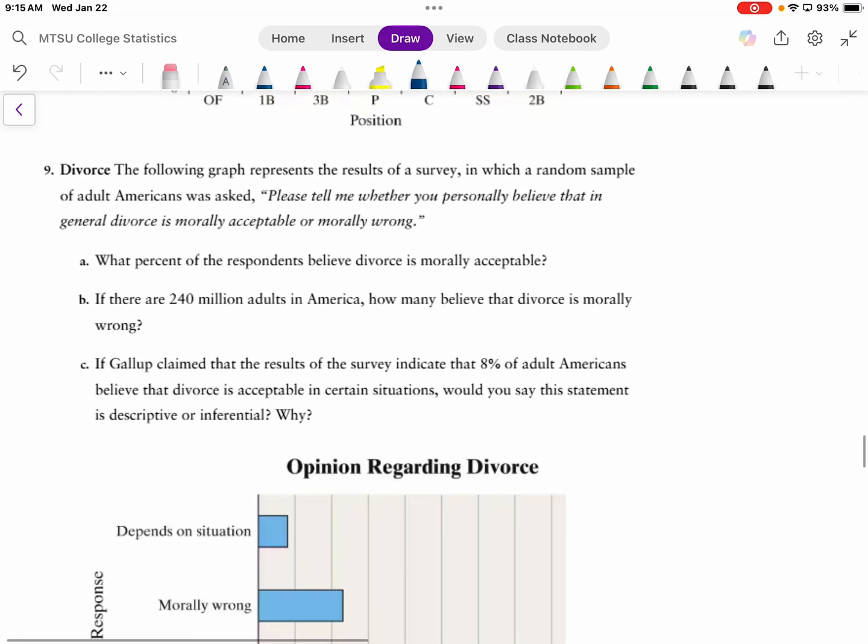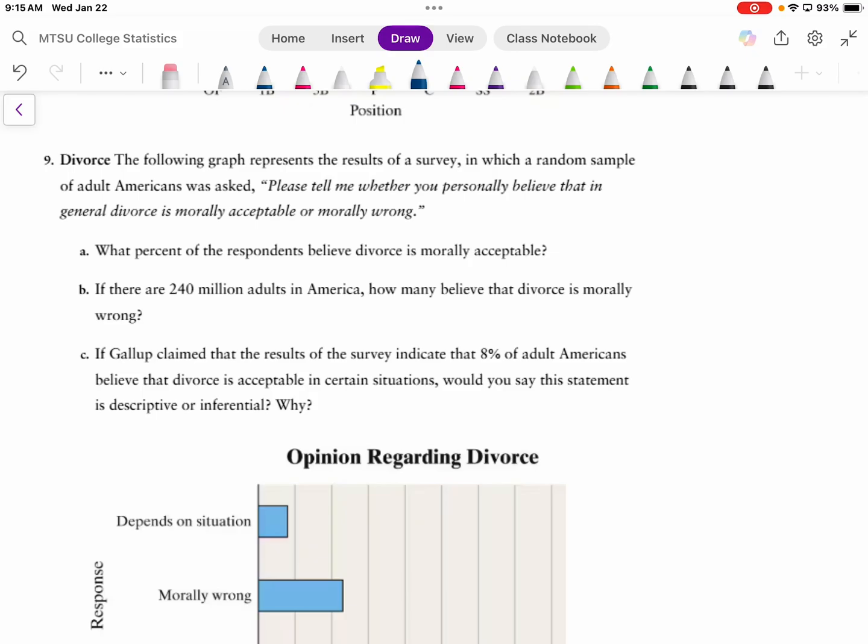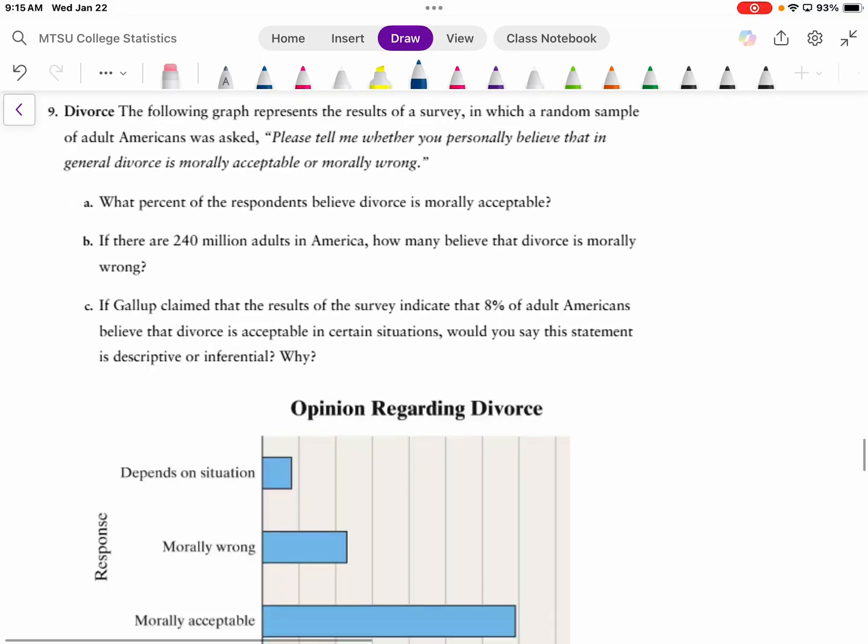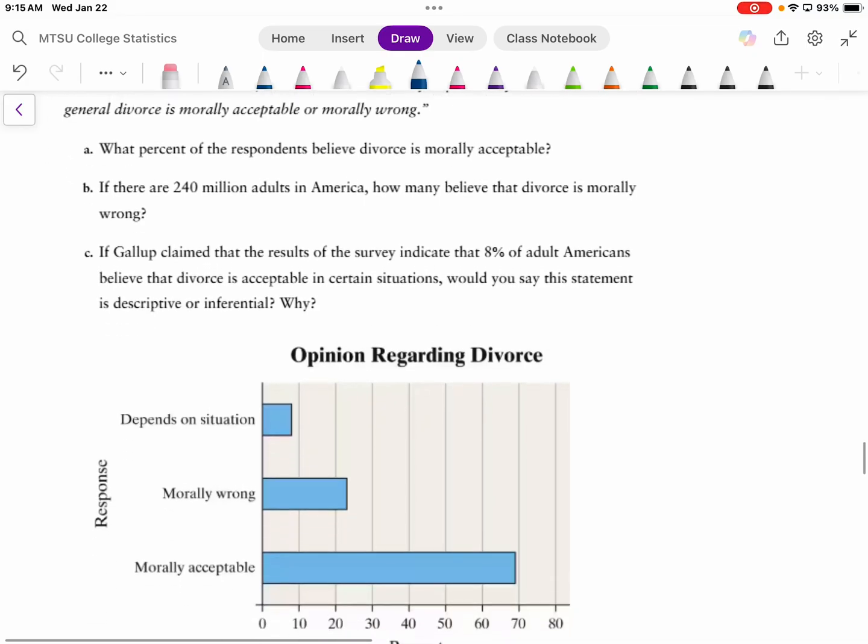All right. Number 9, divorce. The following graph represents the results of a survey in which a random sample of Americans was asked: Please tell me whether you personally believe that, in general, divorce is morally acceptable or morally wrong. First question. What percent of respondents believe divorce is morally acceptable?